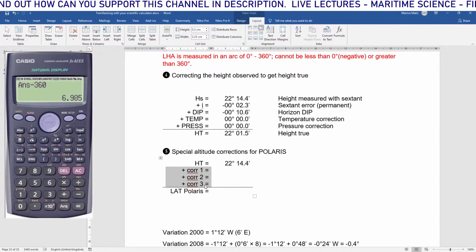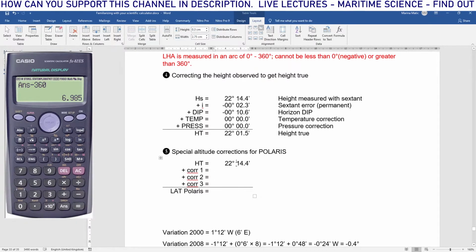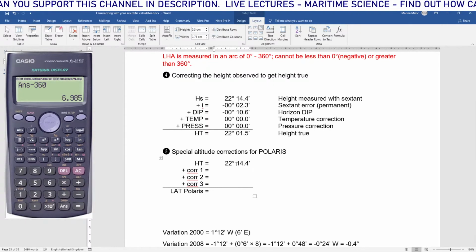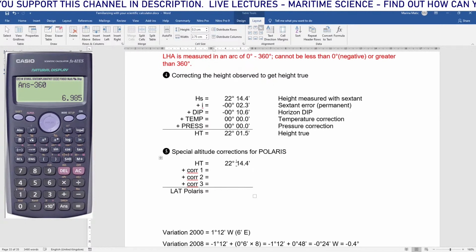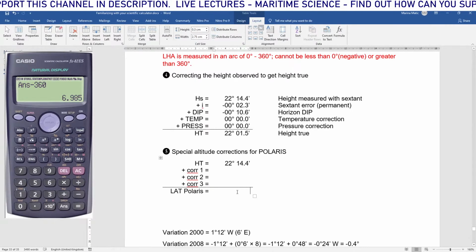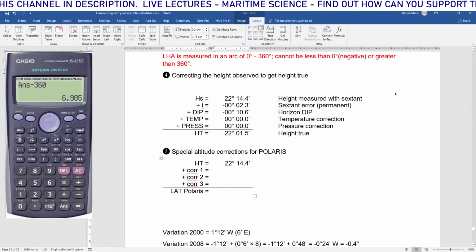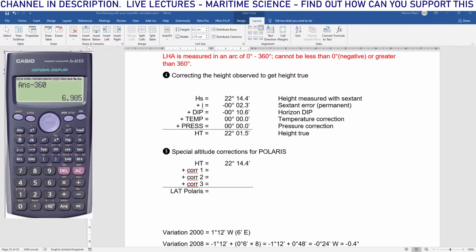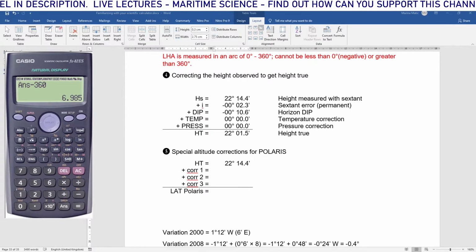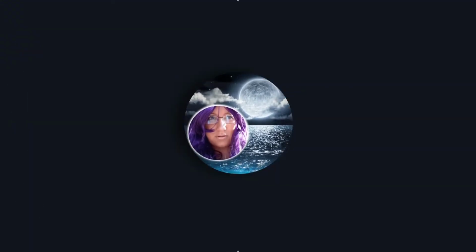So if Polaris was exactly directly above the North Pole, the height of Polaris you measure would actually be your latitude. But because Polaris is a little bit shifted from the North Pole, we need to add to the height measured 3 specific corrections to get our latitude of observation of Polaris. So let me show you the specific tables that Polaris has. Now these tables can be different from almanac to almanac. These ones are the most common ones.